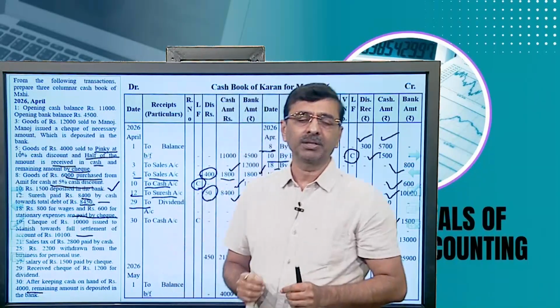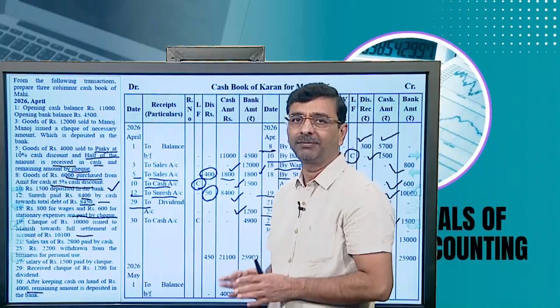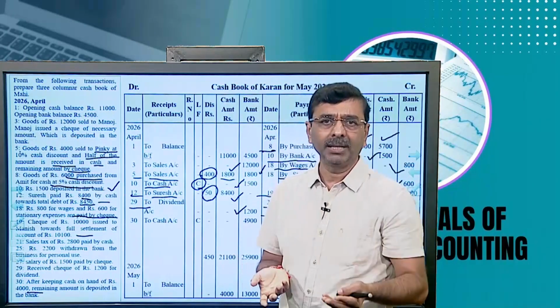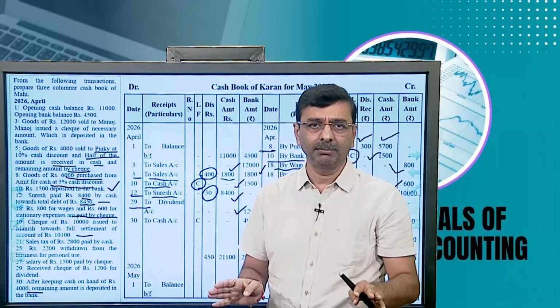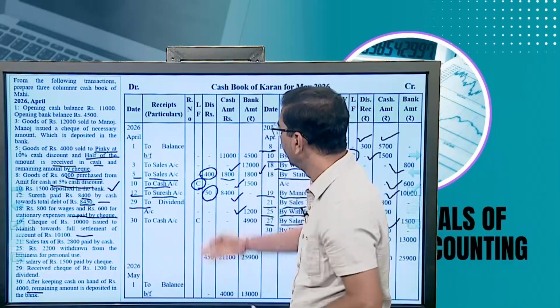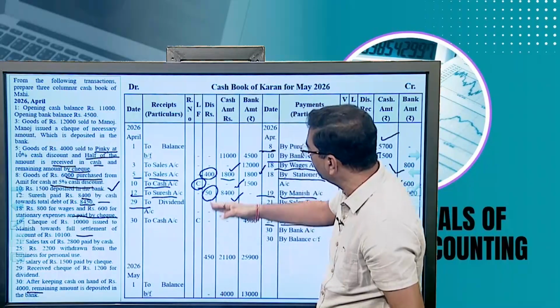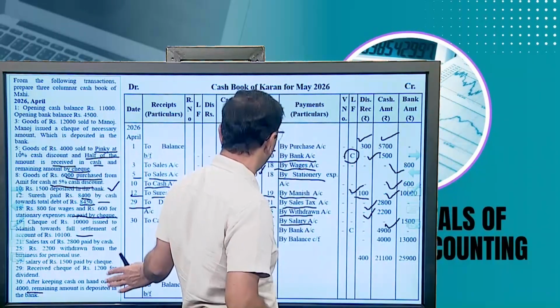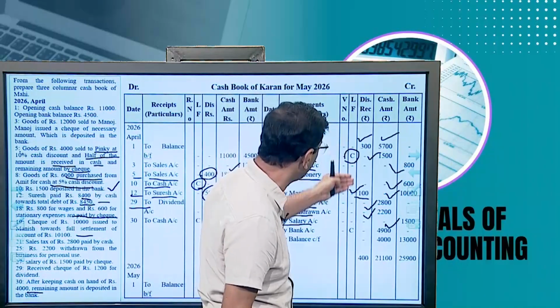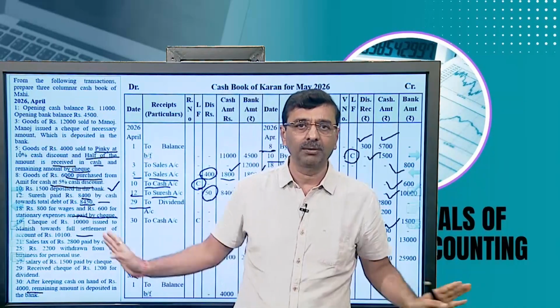So what do we have to do first? We'll have to total the cash column, or you can make a total of the discount column also, because the discount column will never balance, it will be just a total only. So the discount allowed total is 450, and the discount received total is 400. So these are the totals of each side.